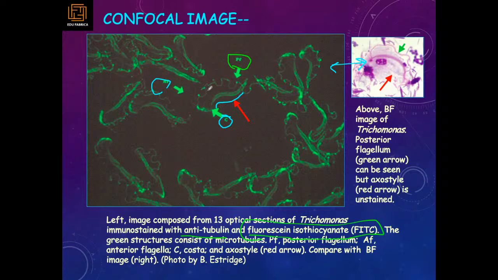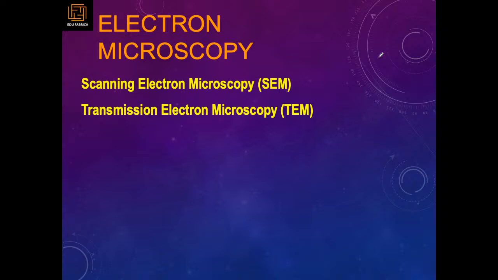We can see how this structure is being made, digitalized, these walls here, very nice walls, and we can see all other cells making these structures of your Trichomonas. So that's the difference between your bright field and confocal image. Now we are done with mainly your light microscopy. We have discussed quite a number of microscopes so far. Now comes scanning electron microscopy and transmission electron microscopy.